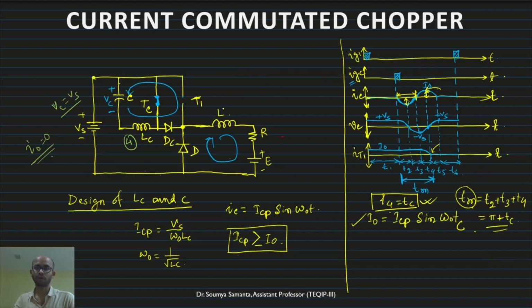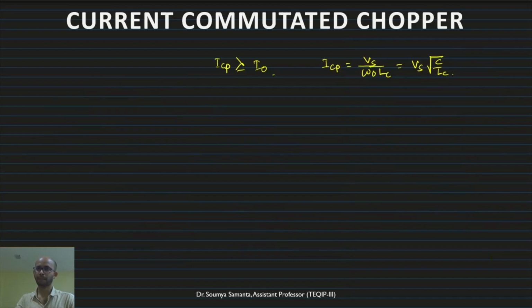Now one more expression we can find out. If I replace this part here, we will get Vs into root of C by Lc, which should be greater than or equal to I naught. This is one condition, we will use it.